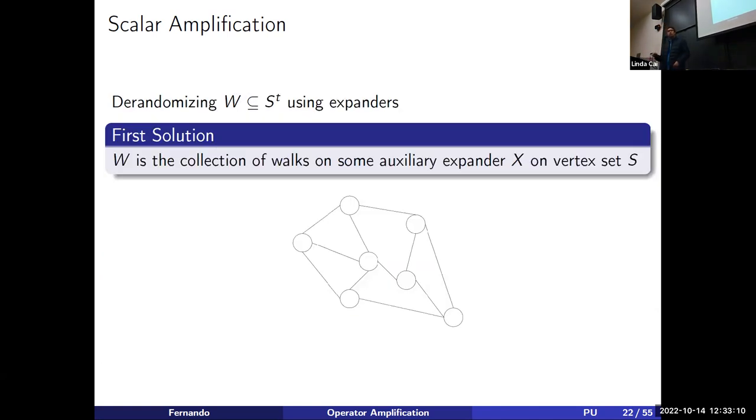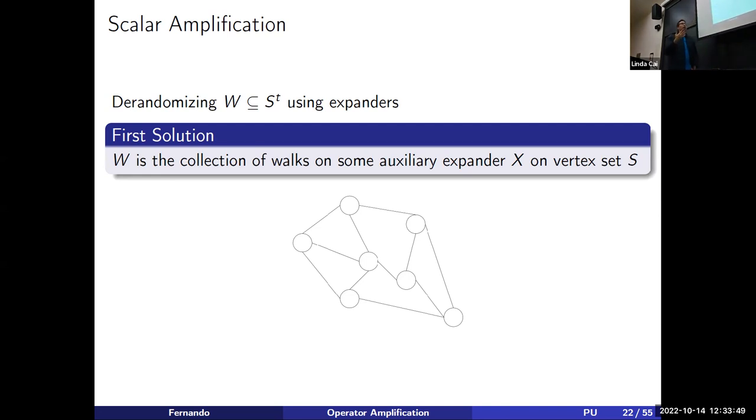So the first solution: let's say that we have an auxiliary expander X on the vertex set S. You can think that at each vertex we have an evaluation of S, so we have plus minus one values on the vertices. And instead of taking the full S to the T, something that's very dense, now you're going to take walks on this expander. If this expander is bounded degree, the number of tuples that it generates is going to be much, much smaller. It's not S to the T, it's going to be S times the small degree to the T. So it achieves much better trade-offs already.